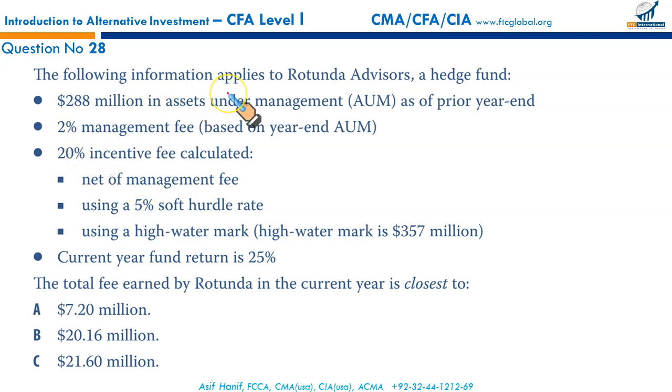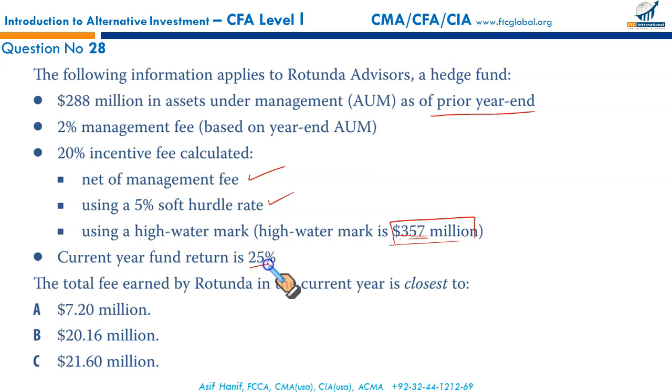The following information applies to Rotunda Advisors, a hedge fund: 288 million in assets under management as of prior year. 2% management fee based on the year-end assets under management. 20% incentive fee calculated net of management fee using a 5% hurdle rate and using a high water mark, that is 357 million. The incentive fee would be payable if the value of the fund after the management fee is above 357 million at the rate of 5%.